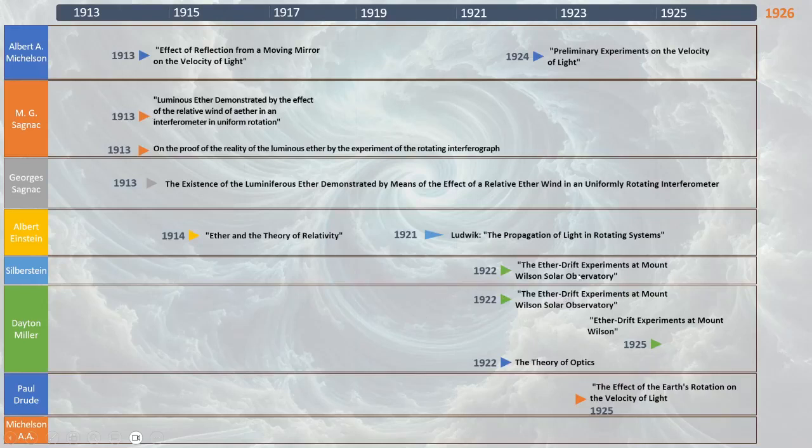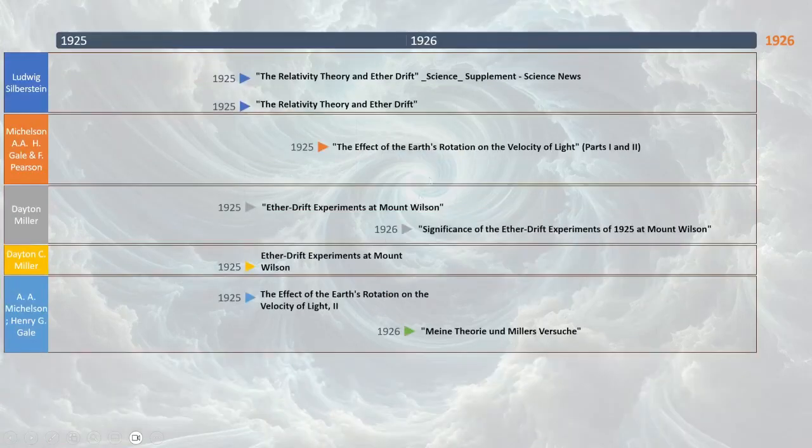Then we have Silberstein coming out with the ether drift experiments at Mount Wilson Solar Observatory, and that's just critiquing and examining Dayton Miller's work. Dayton Miller again putting out the same work along with the theory of optics. And Paul Drude coming along with his own independent study, the effect of Earth's rotation on the velocity of light. Again, very weird. They must all be studying independent statistical anomalies that Dayton Miller kept congregating, right?